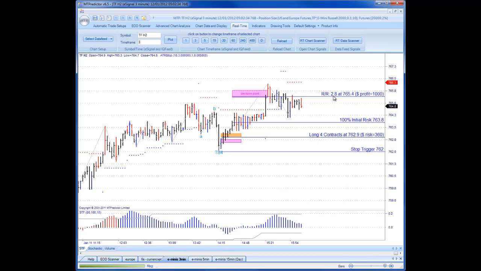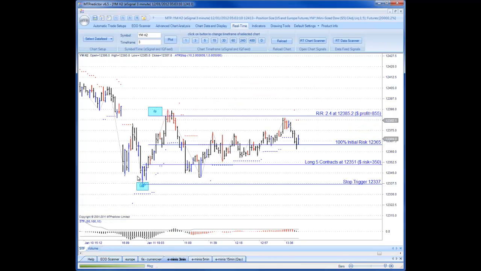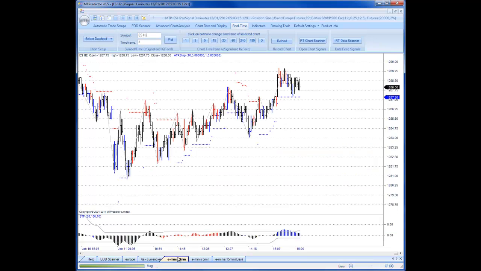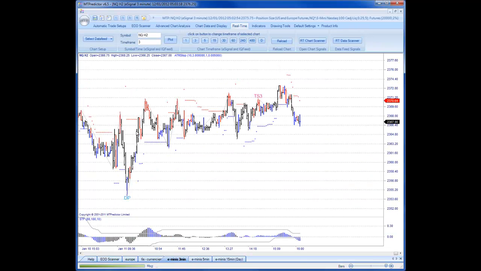So as you can see yesterday, it was a very good day for the US E-minis for standard traders, with a nice profitable trade on the Russell Index there. We had a very nice trade on the YM there. Nothing on the ES, but also a very good trade on the NQ there as well.